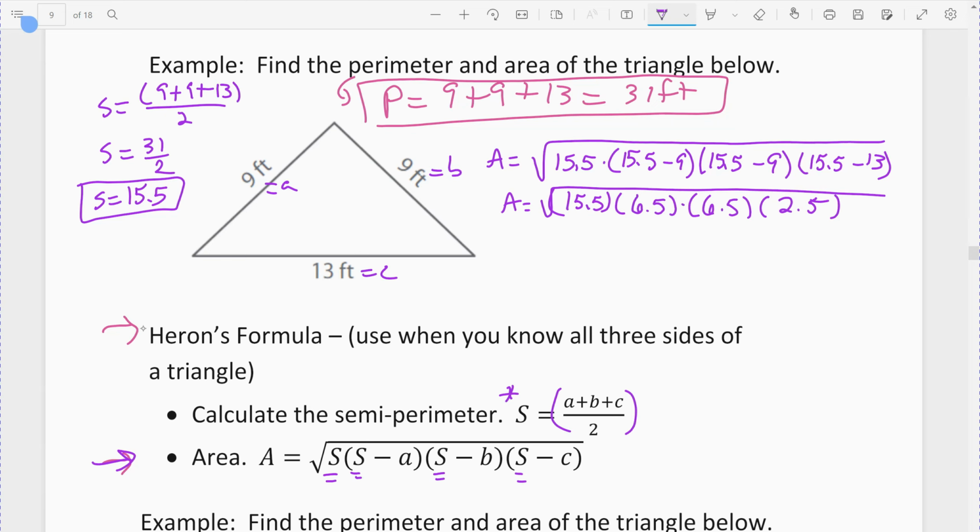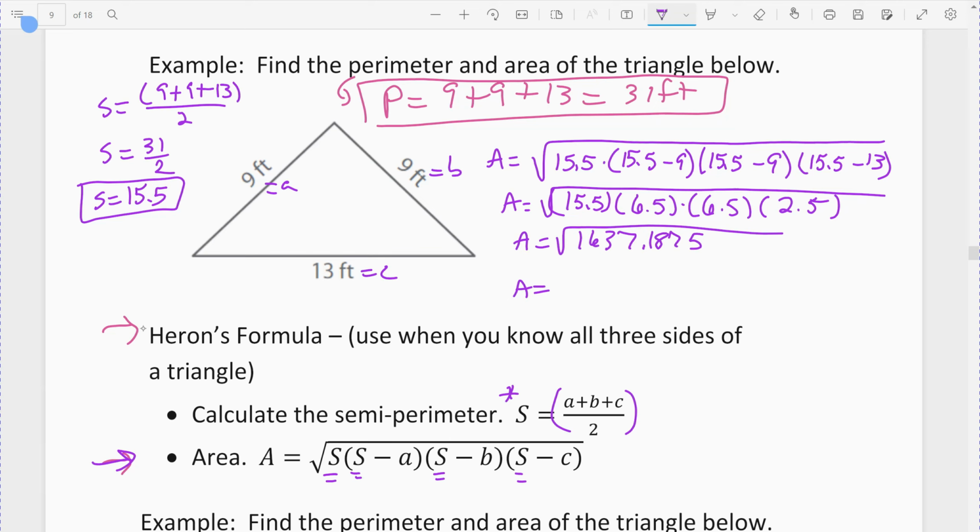If you do multiply it out, it isn't a pretty number. Do not round it. It's going to come down to 1637.1875, and leave it exactly. Do not round until the end of the problem. The area is the square root of that number. When you take the square root of that number, now you round.